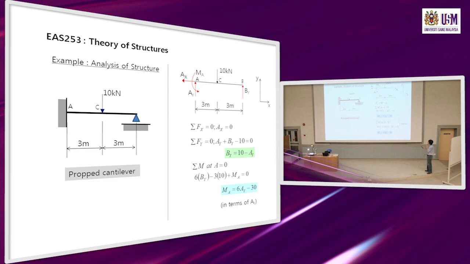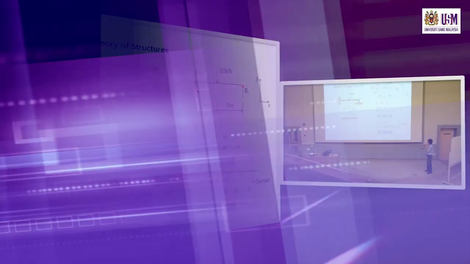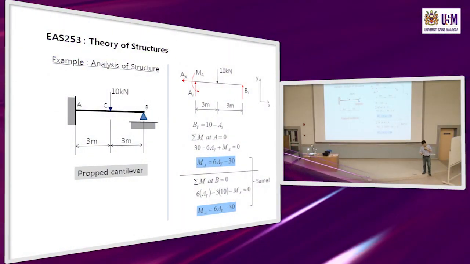So now you get BY equals 10 minus AY. Okay, this one, you take moment at A, you get this equation. Now you try to take moment at B. I have three equilibrium equations, but I can take moment at A, at B, at C, at D, at F, A, B, C, D, E, F, G, until X, Y, Z, any point you want to take.